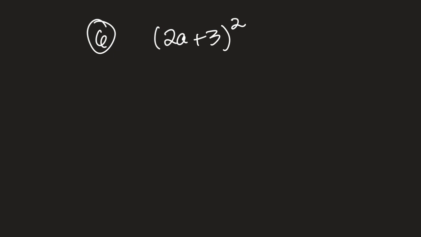Now the final problem is a binomial square. We've learned a shortcut for this one. We can either use the shortcut for the perfect trinomial square, or we can use FOIL, whatever you're comfortable with. So first, you are going to square the 2a. That means come over here and do 2a times 2a. So you're squaring the 2a, and you get 4a squared.